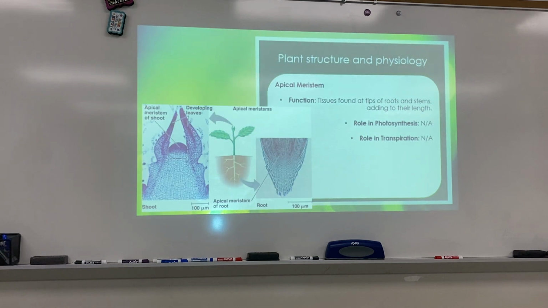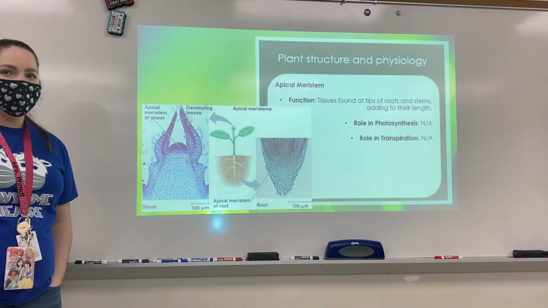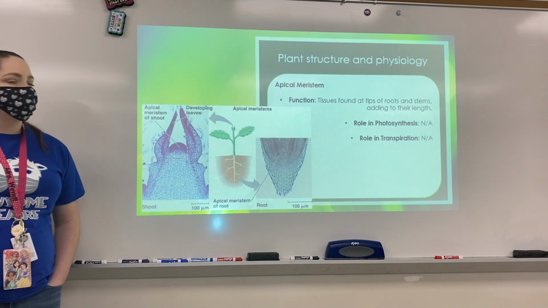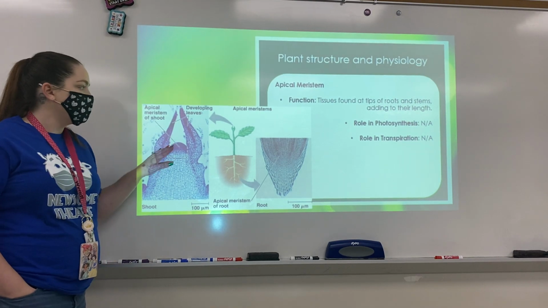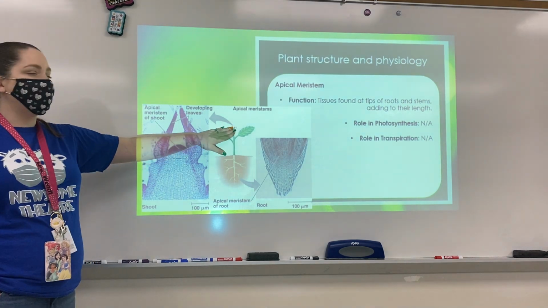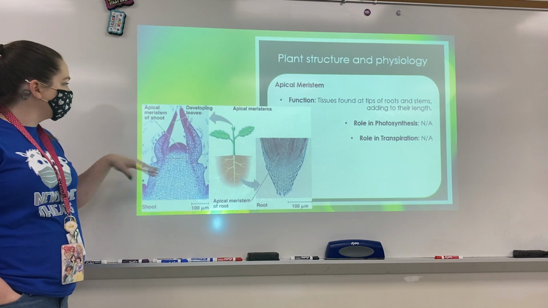So then we have things called meristems. Usually we're going to look at the apical meristem, but a meristem is the way that plants grow. So plants are going to add tissue onto the very tips of the stem, so the very top part of the plant, they're going to add tissue onto the very tip of that. So that is a meristem.